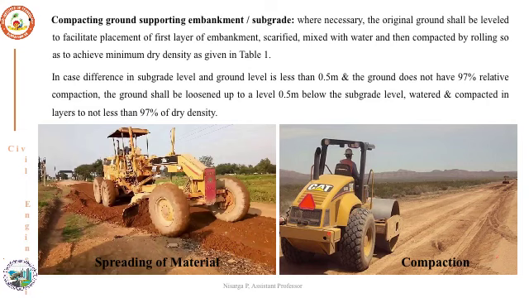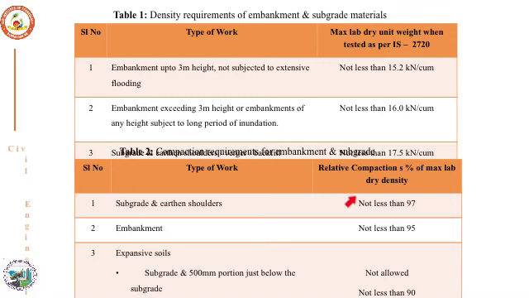So how much compaction is preferable? In case the soil at the subgrade and ground level, less than 0.5 meter, does not have 95% compaction, then the ground has to be loosened for the top 0.5 meters below the subgrade level. It has to be watered and compacted in layers, and the density achieved must not be less than 97% of the dry density. So here you can see how much compaction has to be done. All these values have been recommended by the MORTH specification.